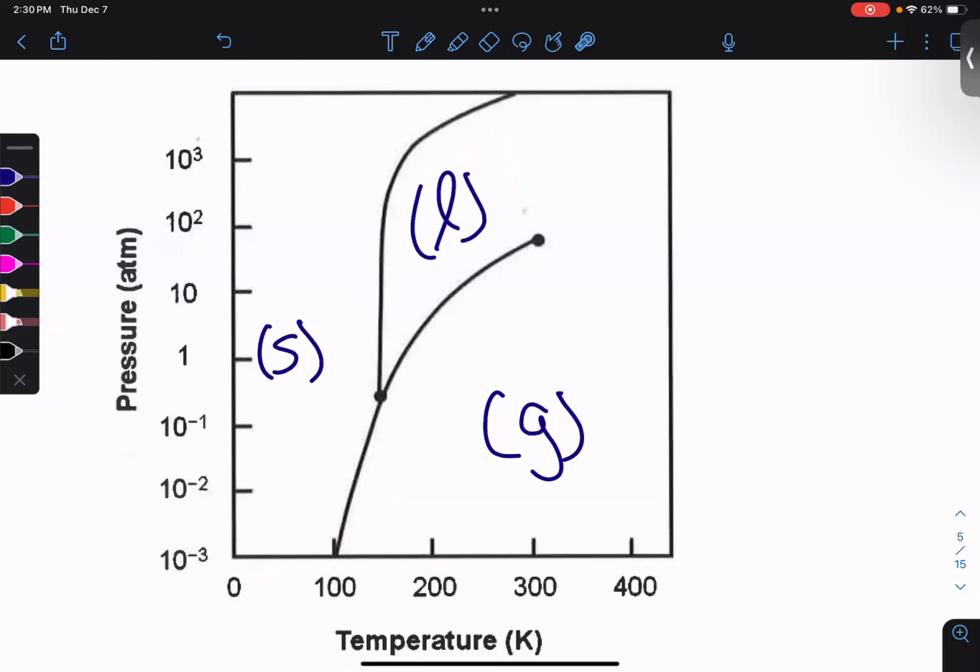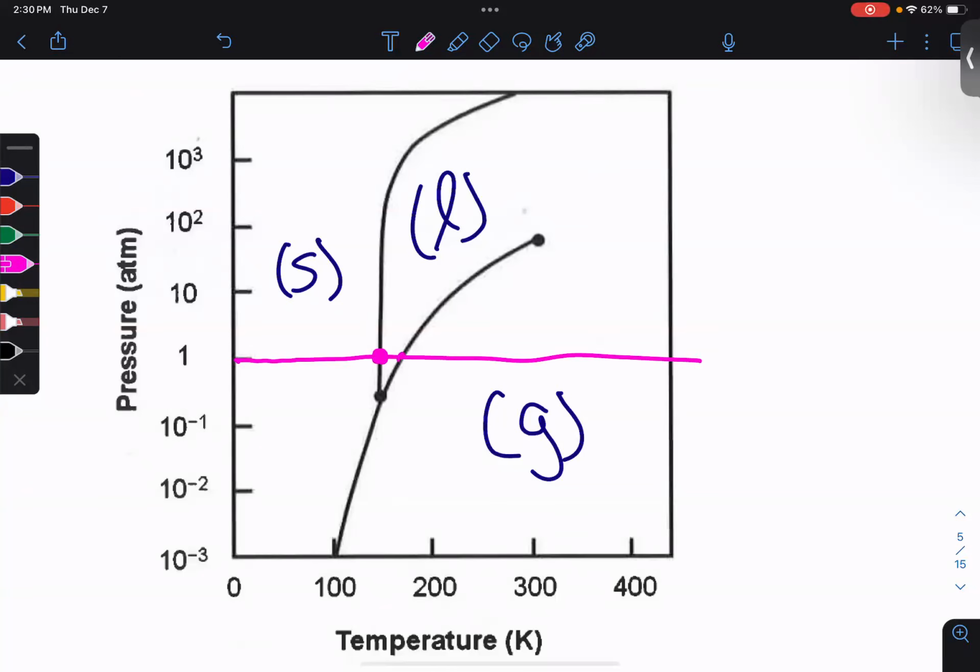Atmosphere. So what we want to do here is think about the phase changes that occur at 1 atmosphere. So if we set the pressure equal to 1 atmosphere, right here, this horizontal line, these are your normal boiling and freezing points for this substance.